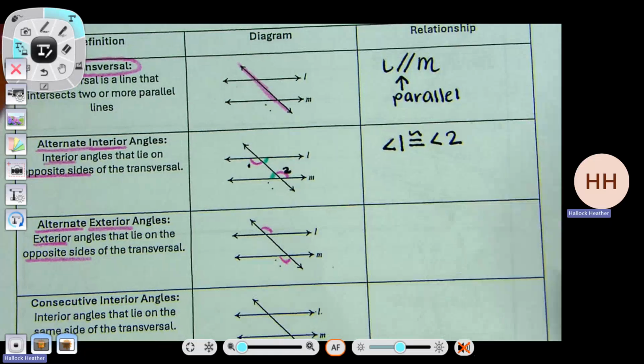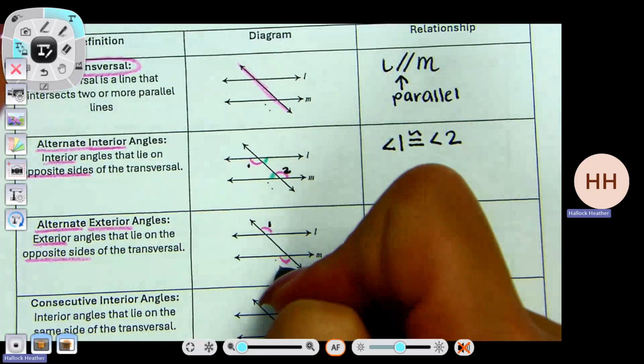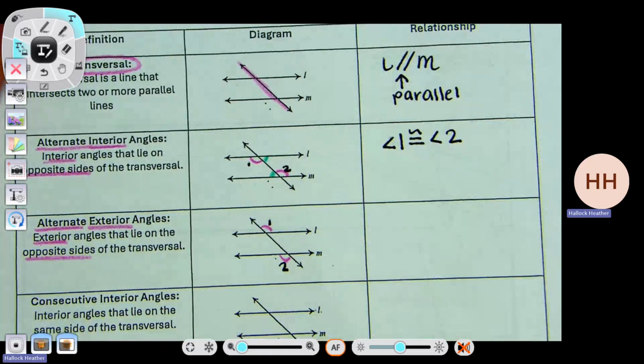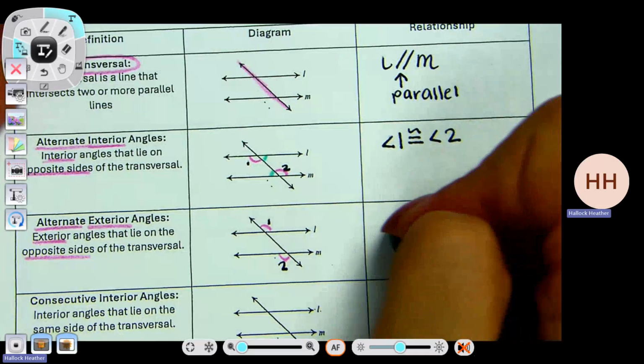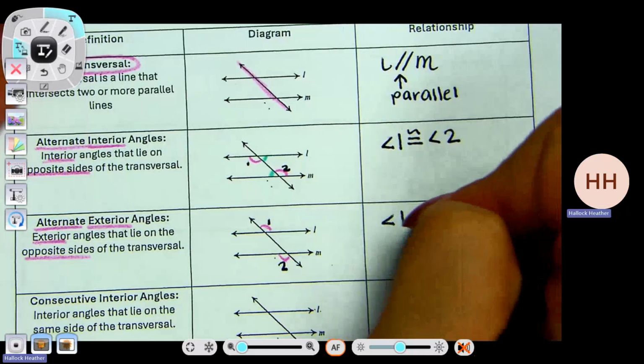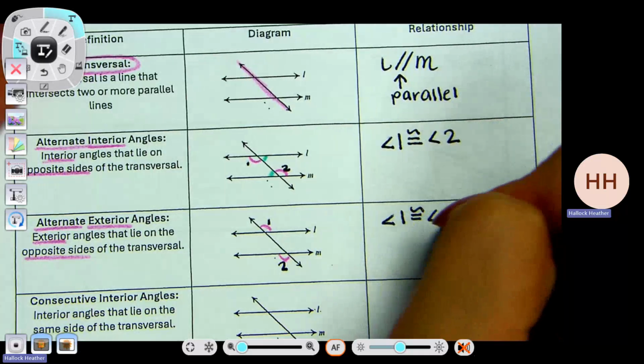I'm going to use my pencil. I'm going to put a little 1. I'm going to put a little 2. Anytime they're alternate interior or alternate exterior, they are going to be congruent. So those are both obtuse. So we're going to say they are congruent.